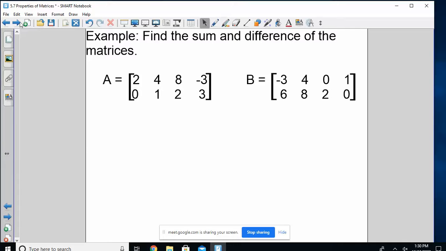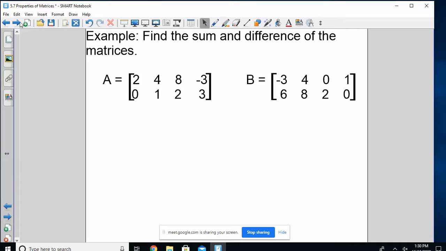So if I want to find A plus B, my answer is going to be a matrix. The size of the matrix, how many rows do both of those have? Rows are horizontal, so they have 2 rows. How many columns? 4. So they're both a 2 by 4 matrix, so we can add them. We just add the corresponding spots.